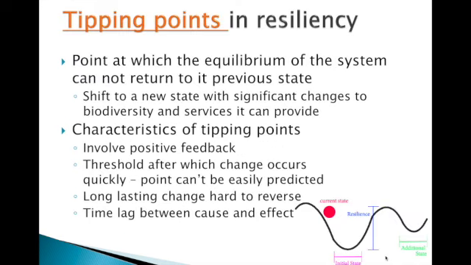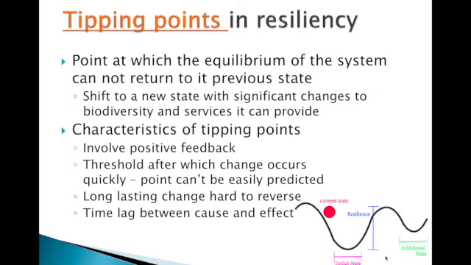There are often these things called tipping points in resiliency. Again, that orange is a video. You really need to watch the videos. All right, a tipping point is the point at which the equilibrium of the system can't return to its previous state. The disturbance has been so great, the toll of whatever is going on is so bad that there is no going back to what was. Now we do have to shift to that new normal. So we shift to a new state with significant changes to biodiversity and the services it can provide. If we deforest an area, that will never be a forest again. Now it's called desertification. And there's going to be different things that we can do in that environment, but we're not going to ever have the forest again.